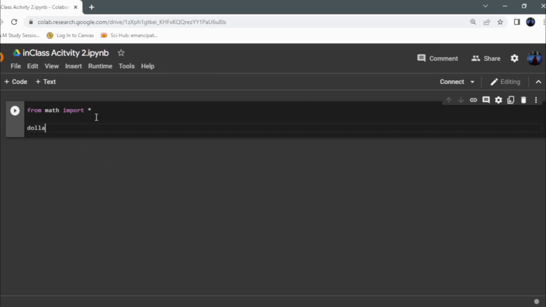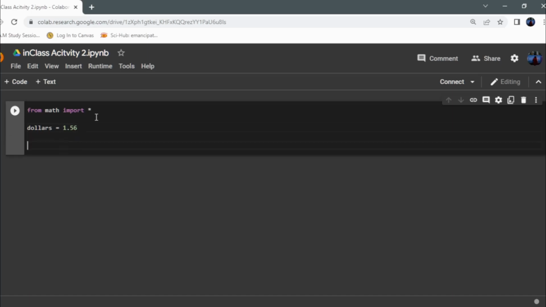We need to import all of the functions because I don't remember. And our dollars that has been given is 1.56. And from that, we need to have our value to dollars times 100. We also need to round this so that you can have a full integer. We're just looking for how many coins, not how much coins. We need to round this. The function round is actually just to round it into an integer.